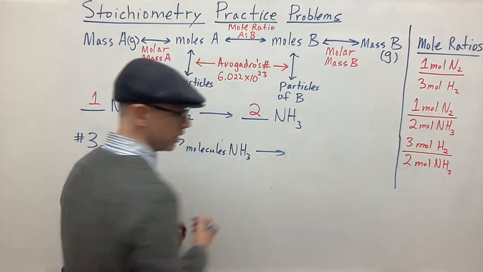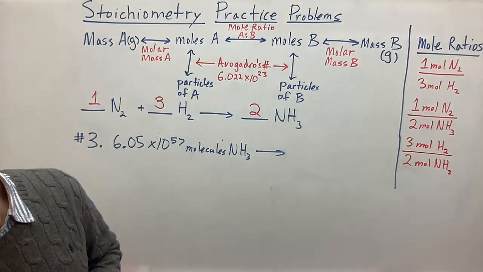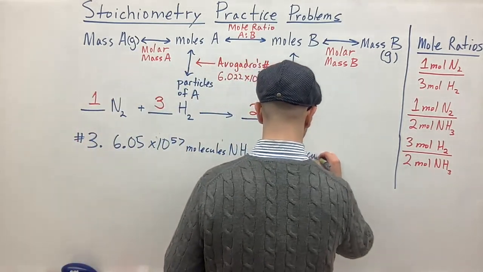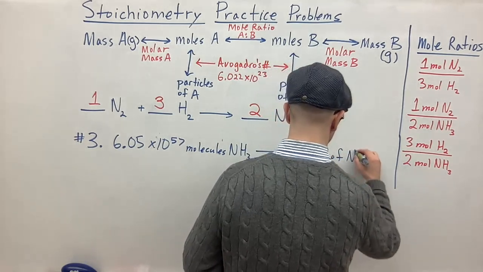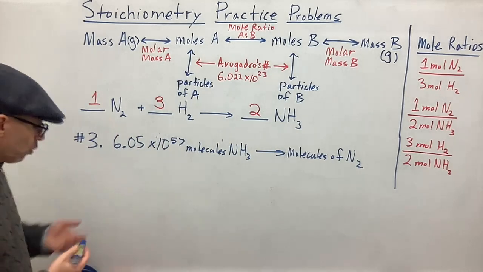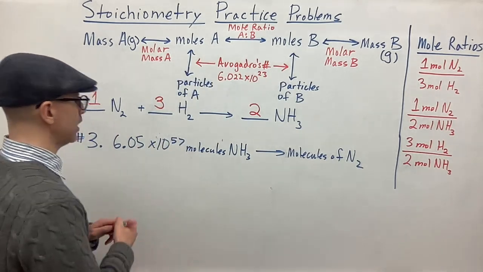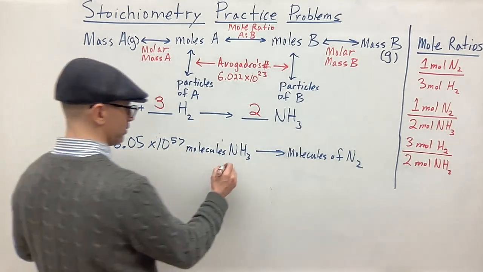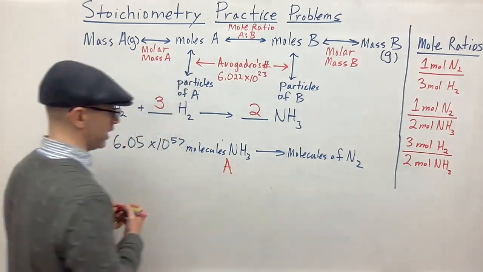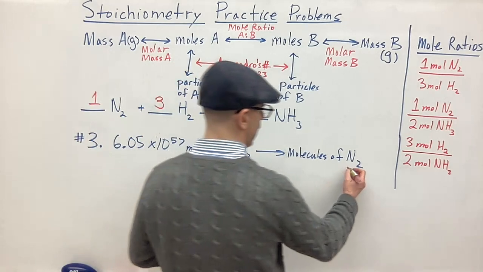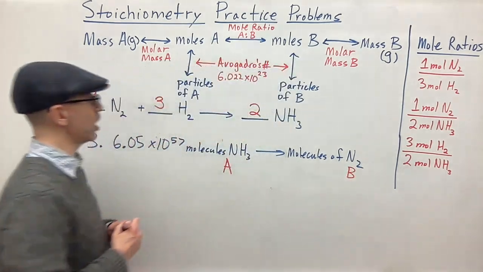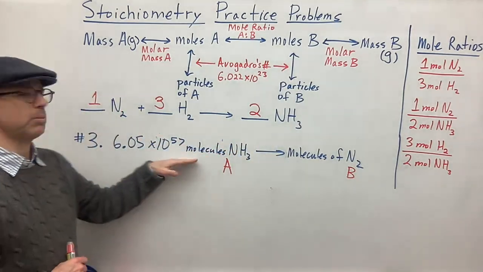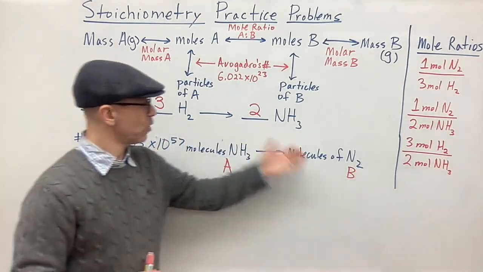And what do they want? They want us to convert that to molecules of N2. So what's my A and B? Where am I beginning? I'm beginning with what I know, which is I have 6.05 times 10 to the 57 molecules of NH3. So molecules of NH3 is my A, and N2 is my B. So I'm starting with NH3, and I'm going to end with N2. They're giving me molecules, and they want me to end with molecules.